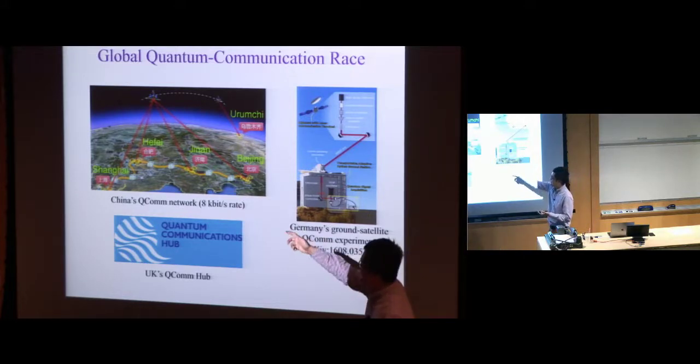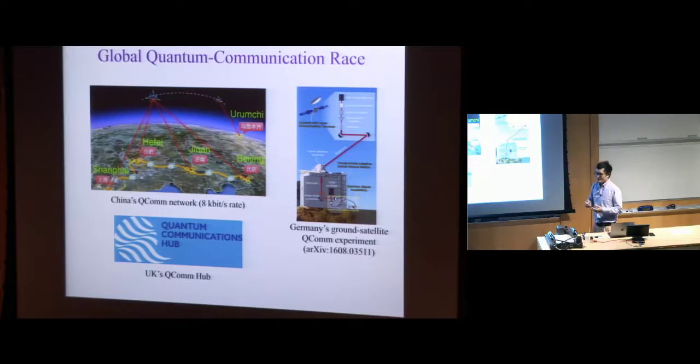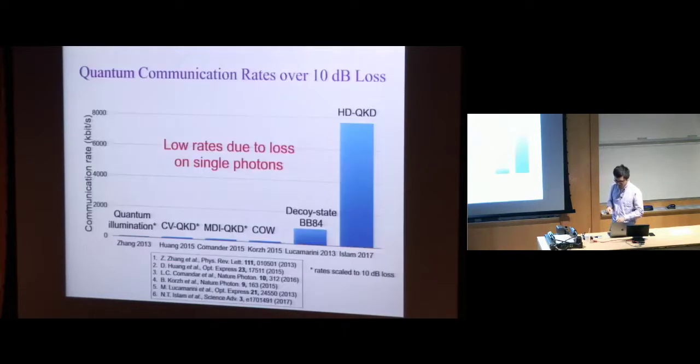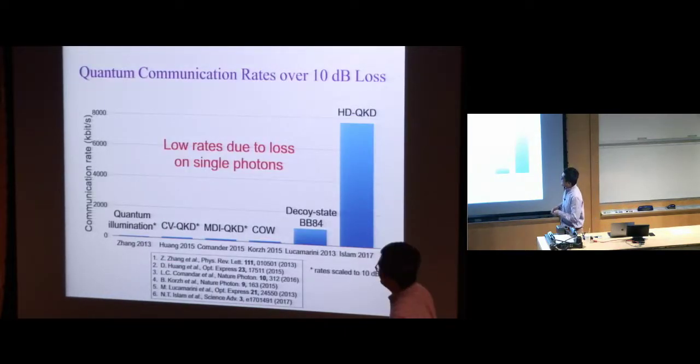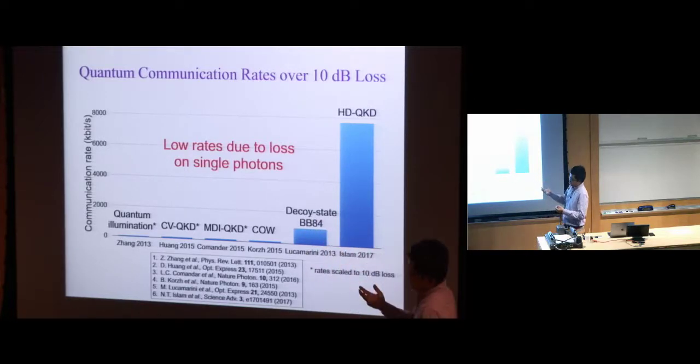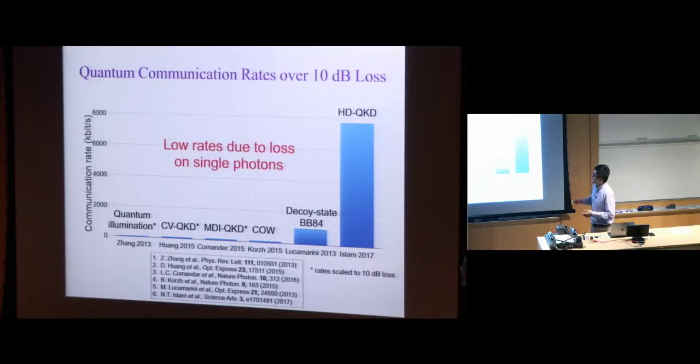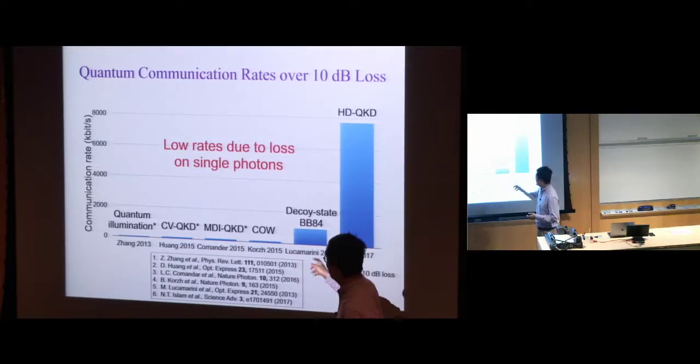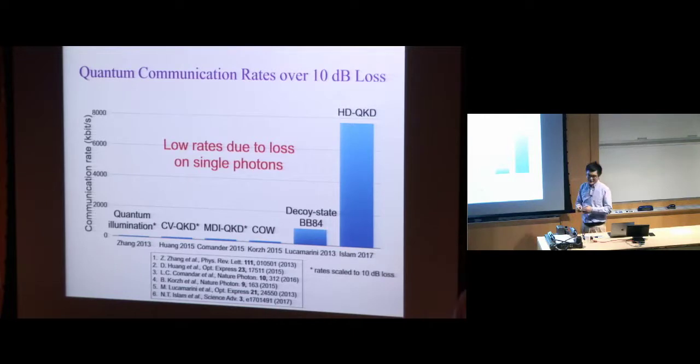For example, China sent this satellite to perform ground to space quantum communication, including quantum key distribution and also quantum teleportation. And Germany and the UK are pursuing research and engineering along the same direction. But as we introduced, the rate of quantum communication is really low. Over a channel of about 10 dB loss, the rate is lower than 10 megabit per second, due to loss on single photons.